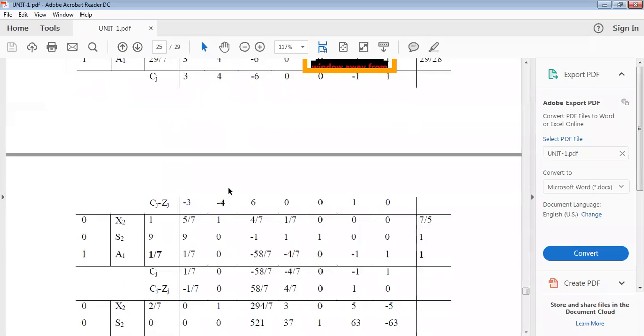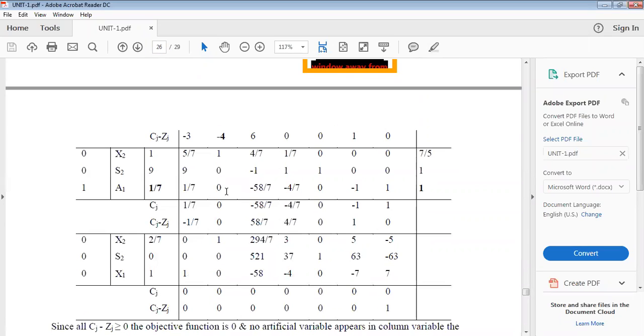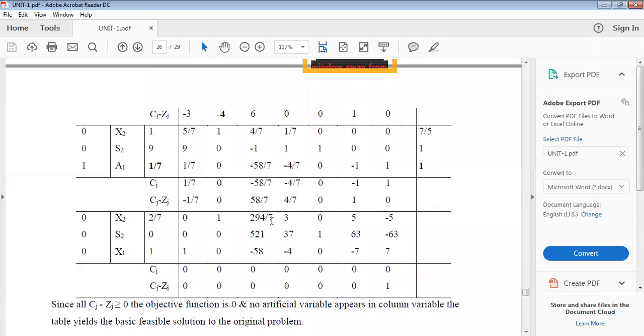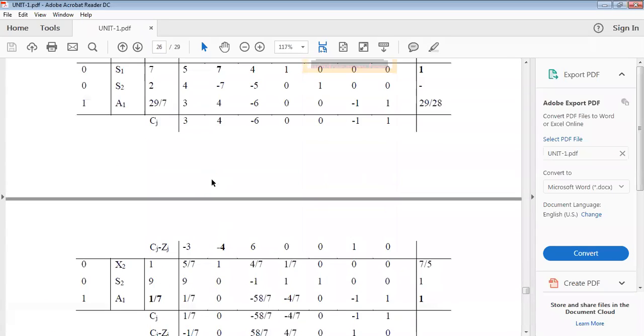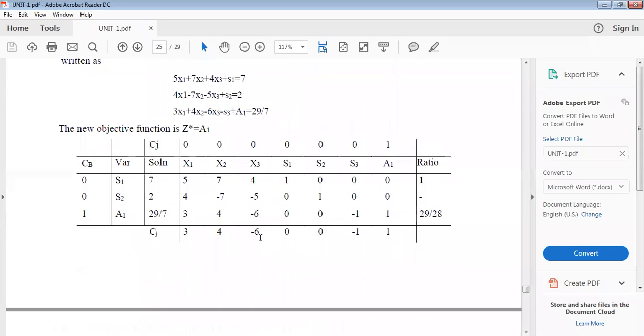The positive value is okay. First iteration, negative has been taken, sir. Maximum negative is taken, sir. In the first iteration also, the maximum negative value is taken, Cj minus Zj. Maximum negative value, how much? Minus 4 is taken, sir.